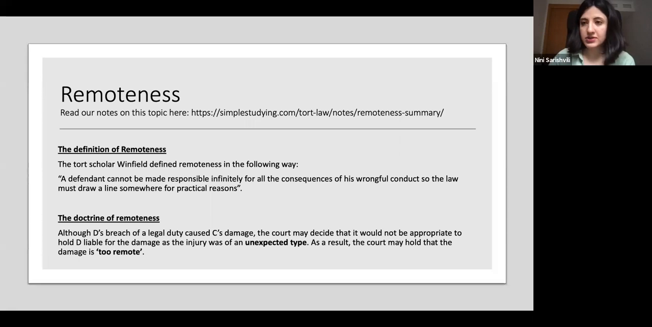And finally, the remoteness requirement. You can read the notes here on remoteness. So basically, this is just to control the floodgates of liability and to make sure that the damage is not too remote to the breach of duty.